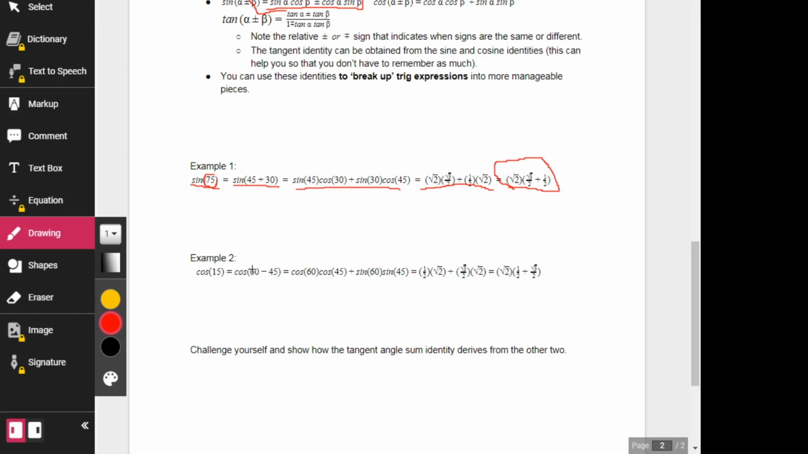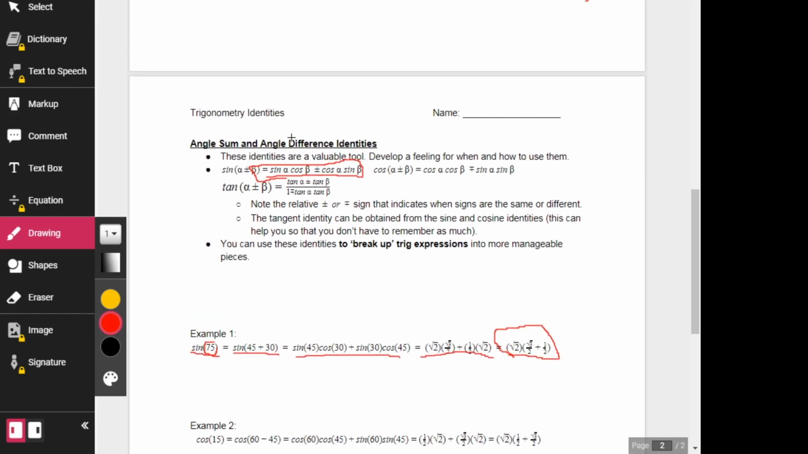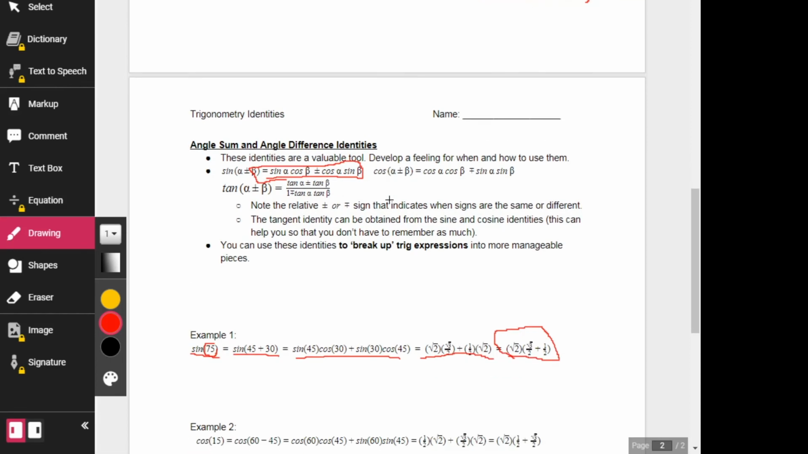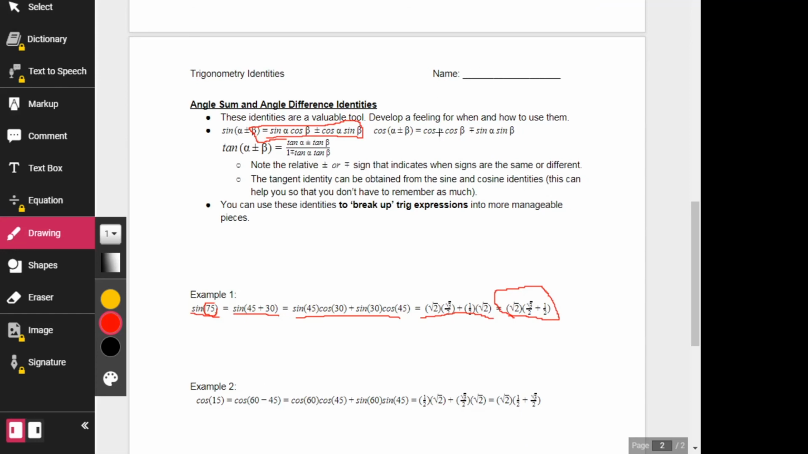So we've got 60 minus 45, and then we're just going to go right up here. We're going to replace everywhere where we see alpha with 60. So this would be 60, this would be 60. And then everywhere where there's beta, we're going to put 45. So 45 here and 45 here. And because this is a minus, that means this one will be a plus. Because if we look up here, this one has a plus minus with a plus on top, and this one has a plus minus with a minus on top. So whatever this one is, this will be the opposite.